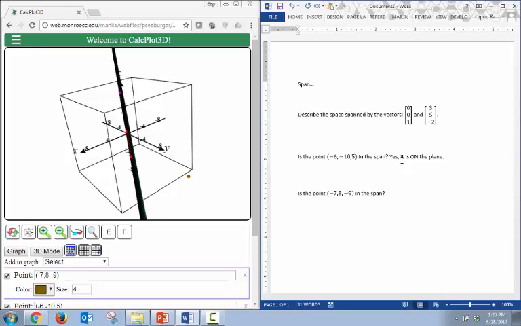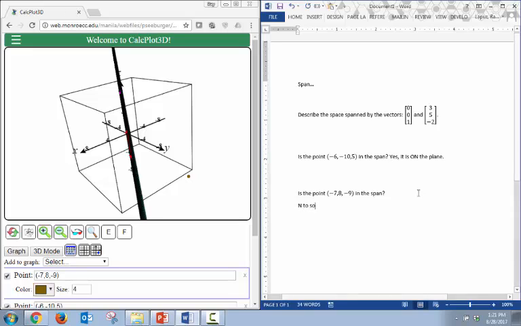The question is, are there any points that we can put in here so that we can get this to equal -7, 8, and -9? The answer is no. We'll see in the next section how we're going to do this, and we're going to use a matrix.